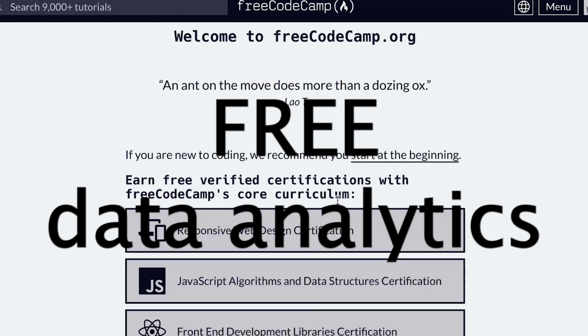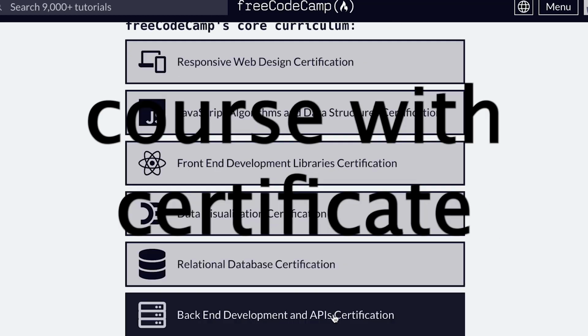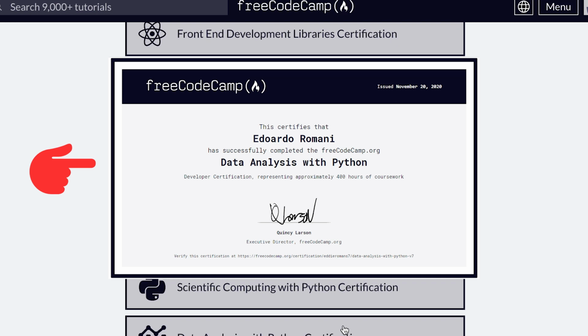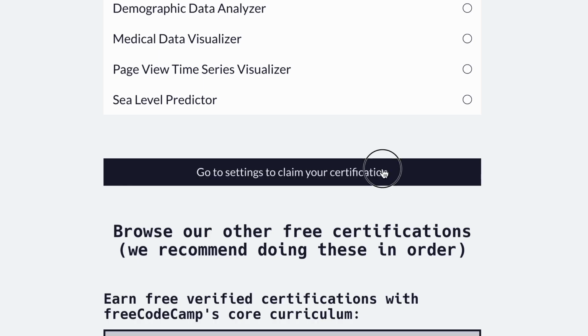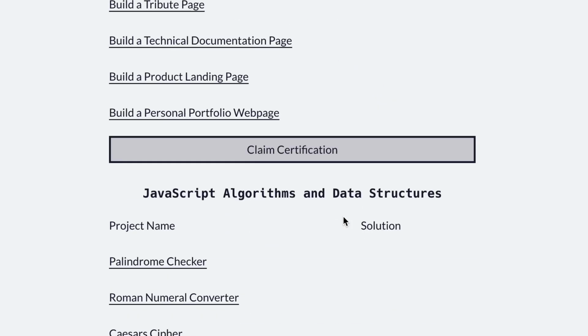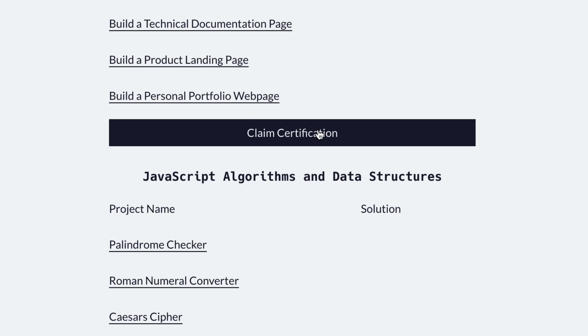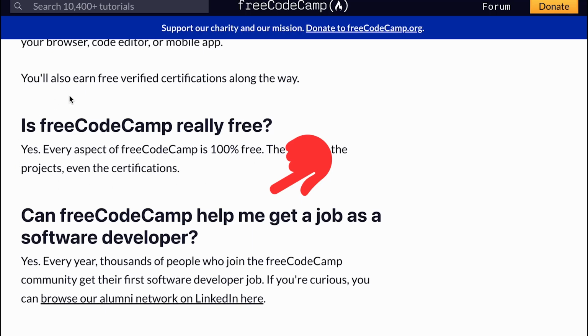Free data analytics course with certificate. Free Code Camp is a platform with completely free courses and guides. Moreover, you can obtain a completely free certificate upon completing the courses. There are no paid options. They rely solely on donations.